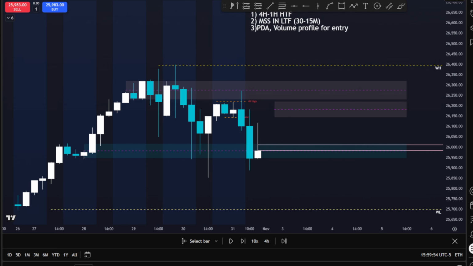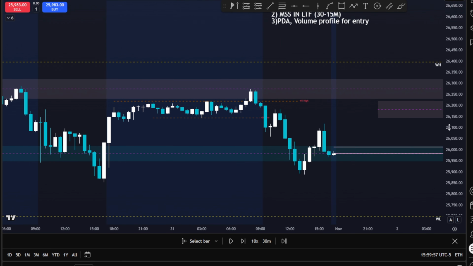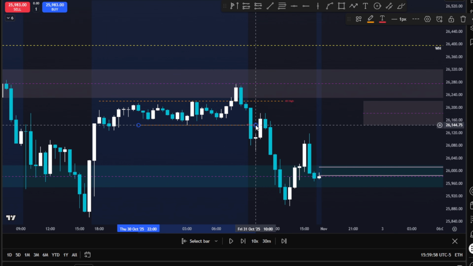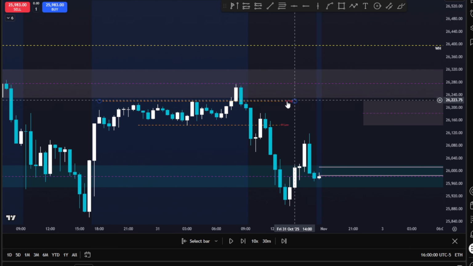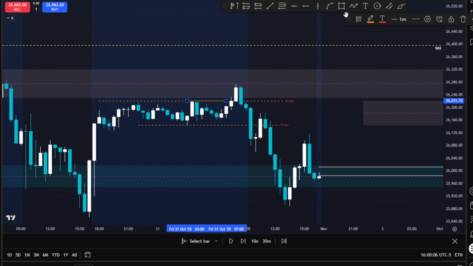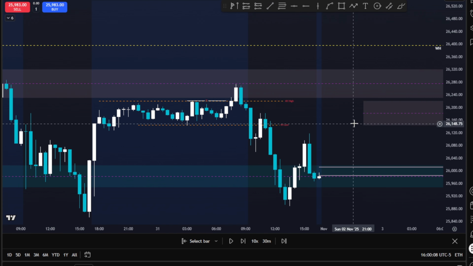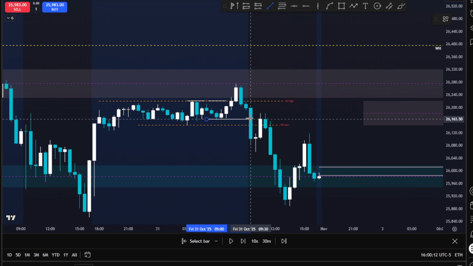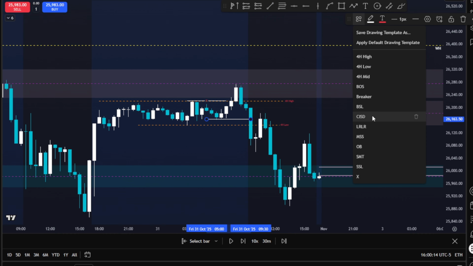Then we jump down to 30 minutes. We can clearly see, let me extend this, you can clearly see this is a sweep that happened, right? So this is the high of the previous candle. This got swept, so let me mark that. And then there is a market structure shift over here, right? There's a clear market structure shift.